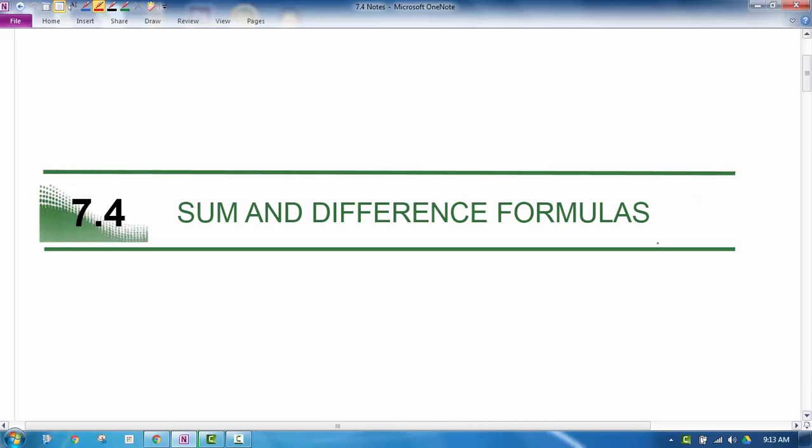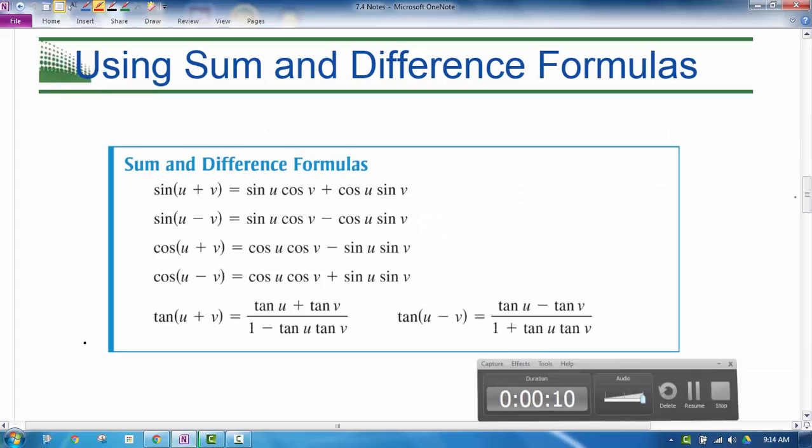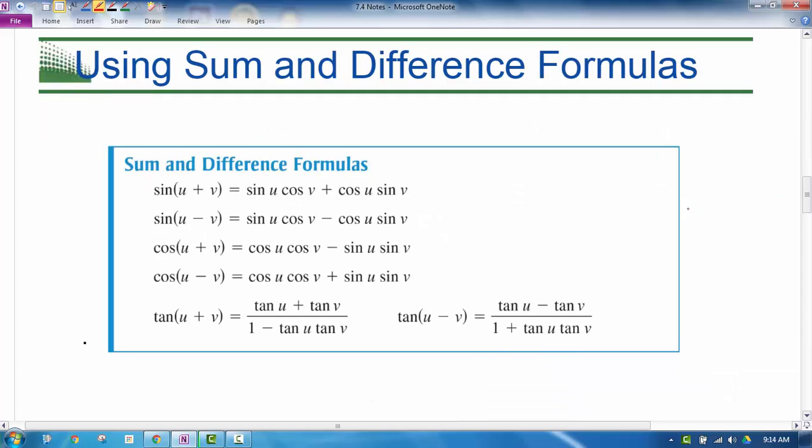Okay, 7.4, we're going to learn about the sum and difference formulas. So that's all we're going to do, and we'll use them to evaluate trig functions, verify identities, and solve some equations. So here they are. They're all on our formula sheet right here.